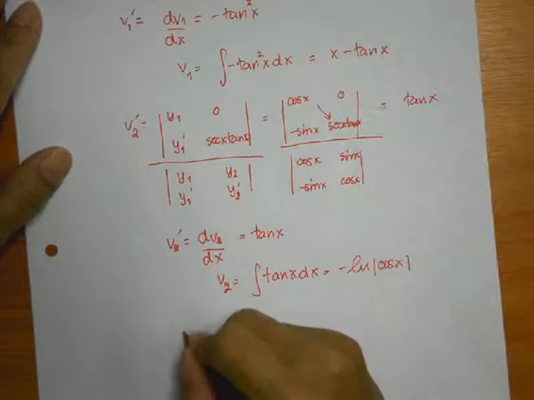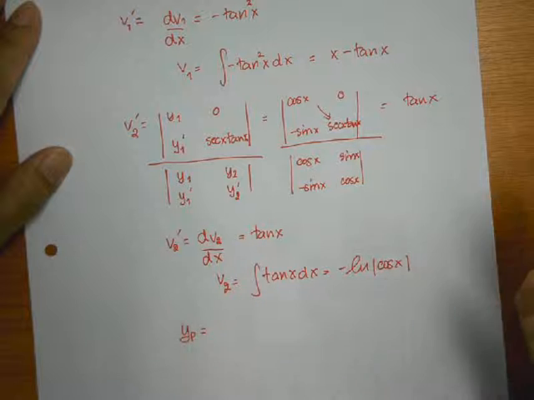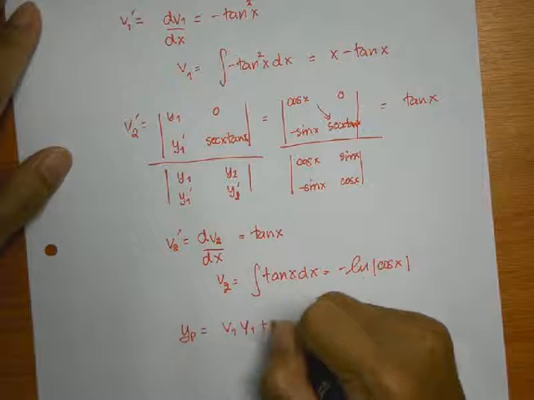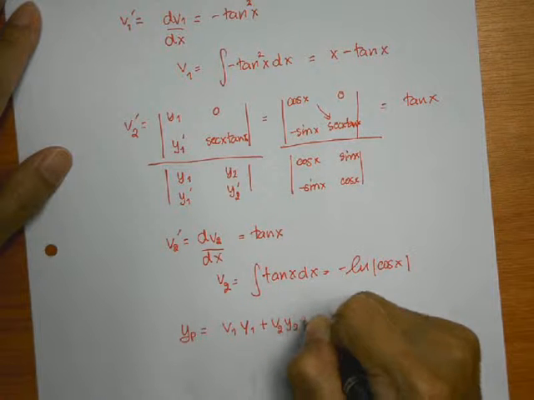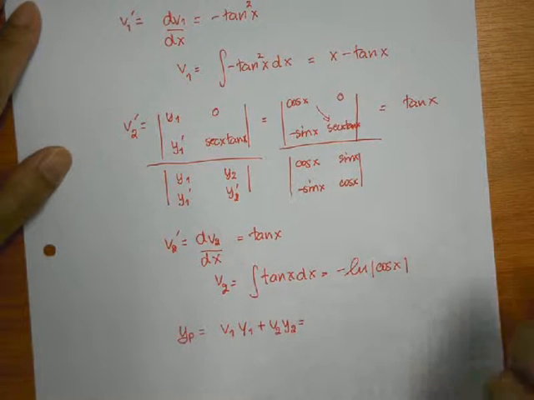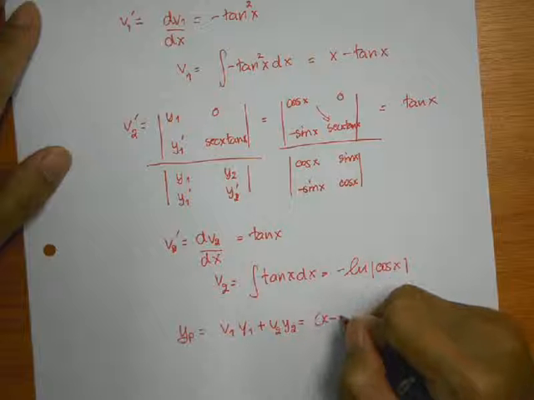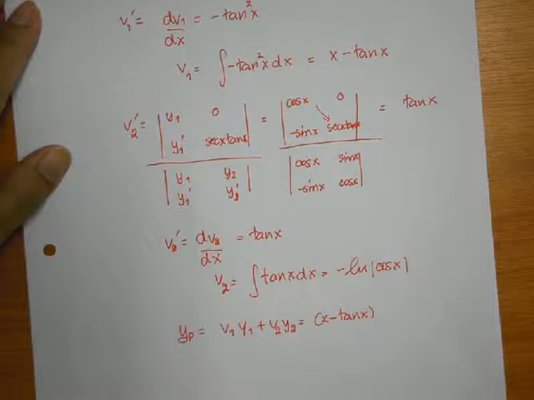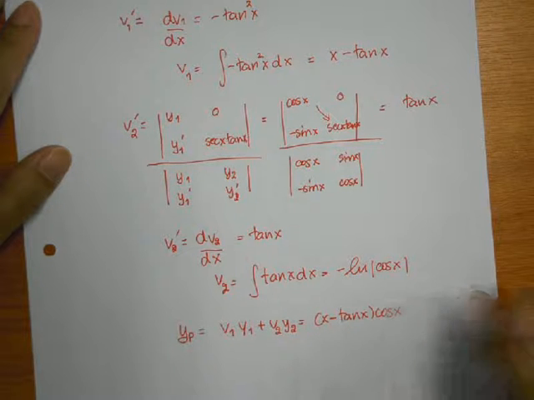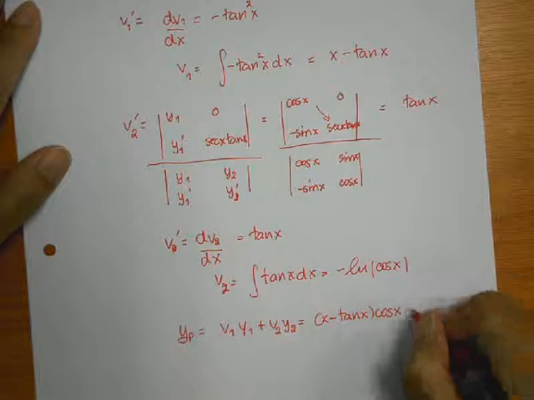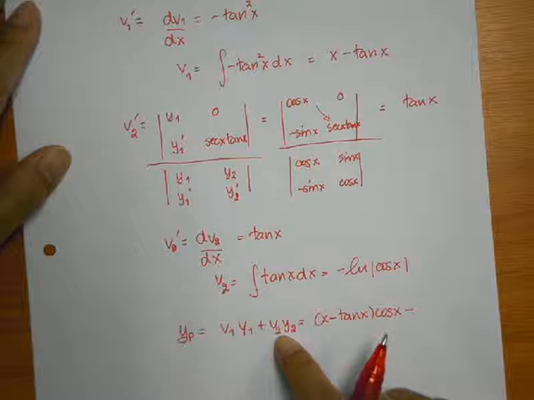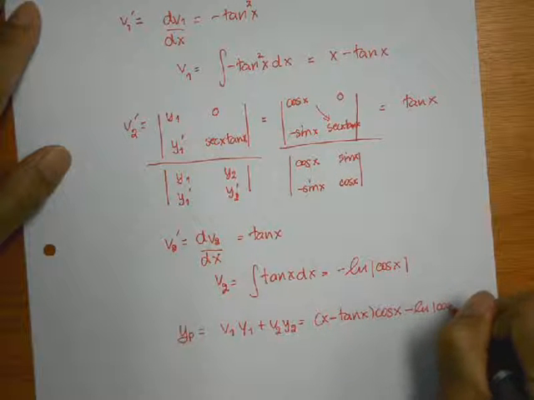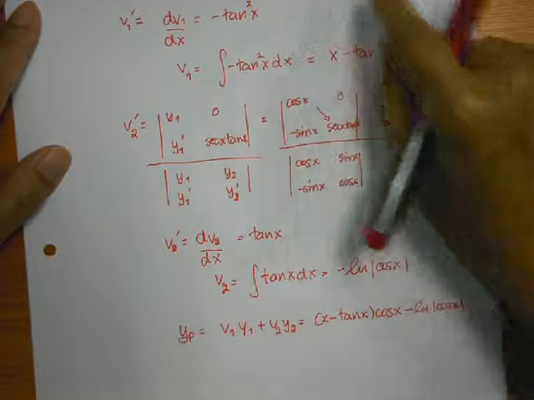Now we assume that our yp is equal to v1 y1 plus v2 y2. We just put our v1 in there, so we get x minus tan x times our y1, which is cos x, okay, and then minus our v2, which is minus sine x ln cos x, times y2, which is sine x.